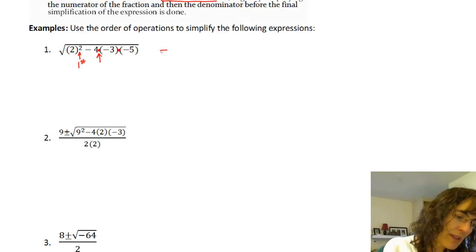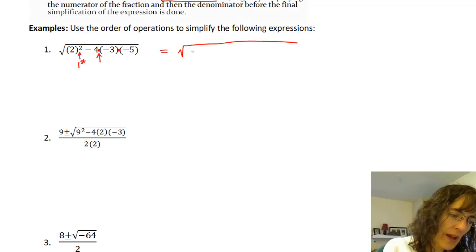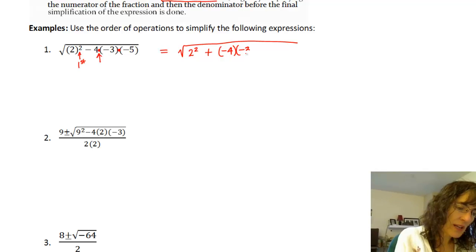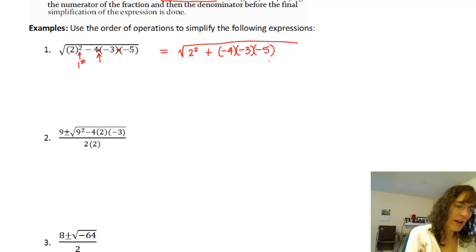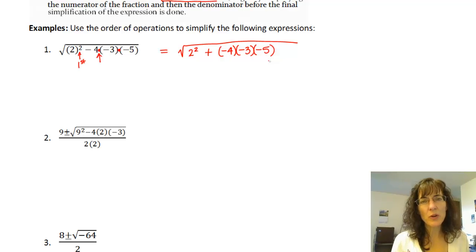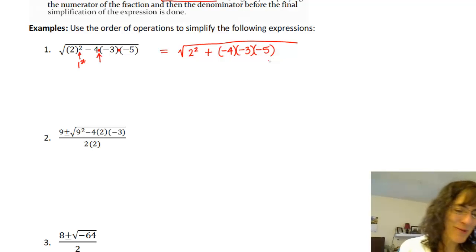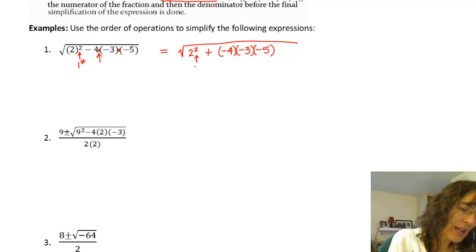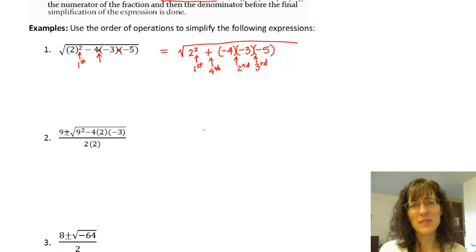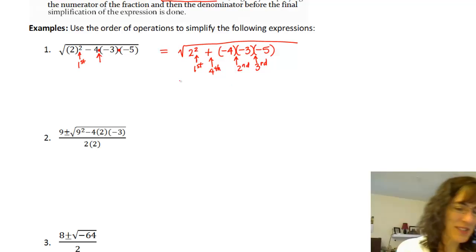And we really could rewrite this one time and it might help you, so I'll do that. 2 squared, and then we could think of it as plus a -4 times a -3 times a -5. If you look at it that way, you might do better with the signs. So I'm going to show you that way, of course. So first, again, I'll want to handle the exponent. And then second, I'll handle the multiplication. And third, the next multiplication. And then fourth, the addition, because that comes at the very end of our order of operations.